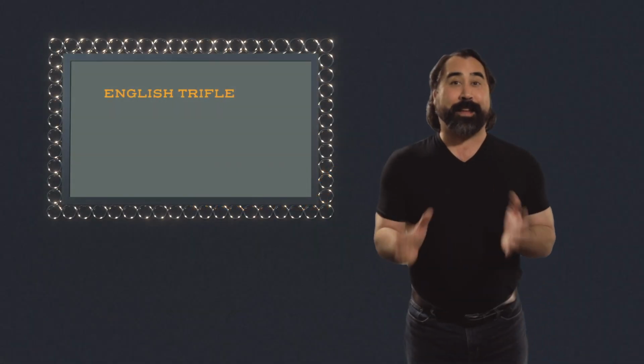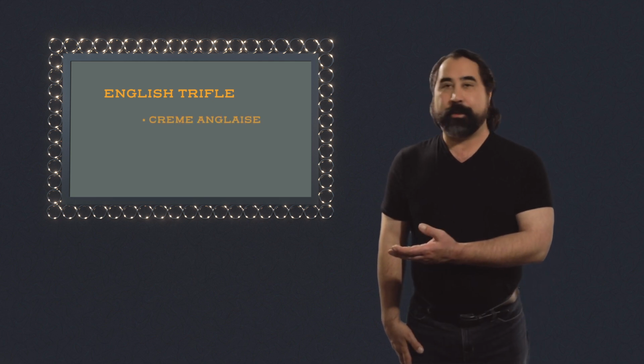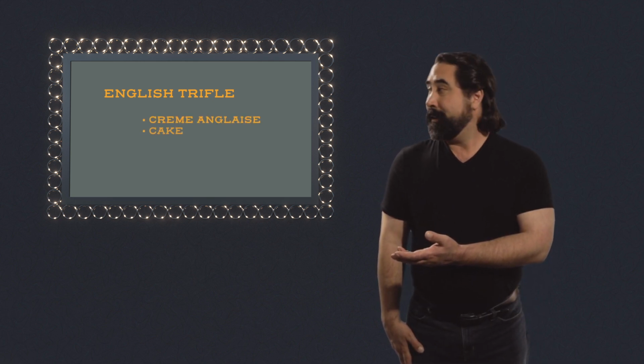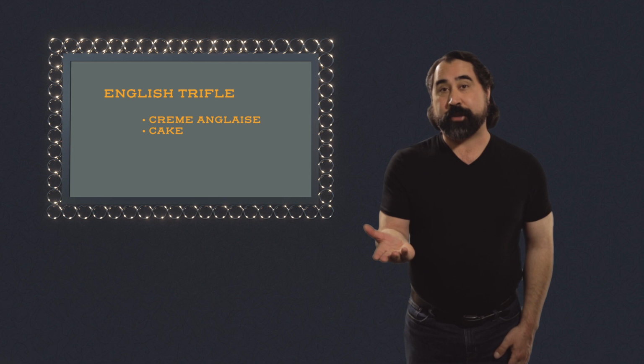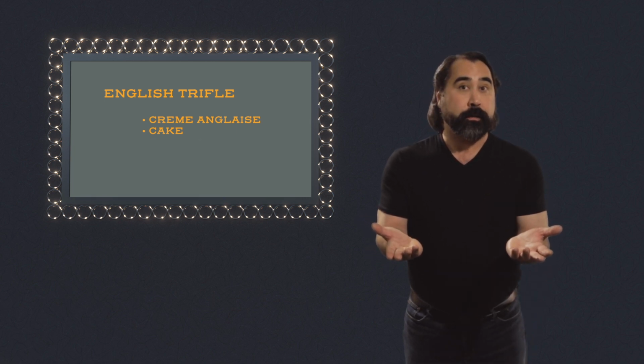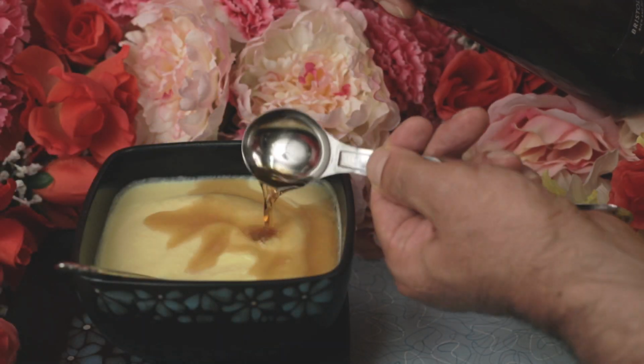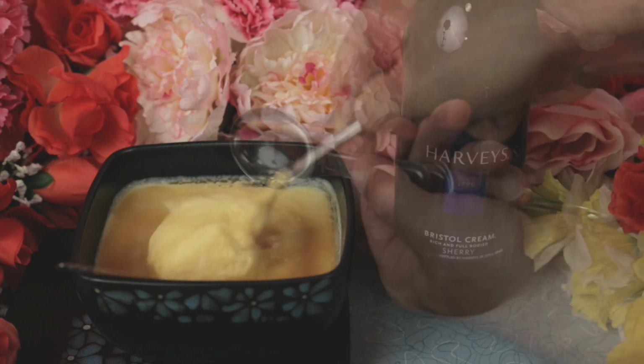English trifle is a classic dessert that's super easy to make. All you need are the creme anglaise that you just made, some cake, either homemade Genoise or Genoese cake, or store-bought pound or angel food cake, some fresh berries, and some cream sherry. Mix 2 tablespoons sherry into your chilled vanilla creme anglaise.